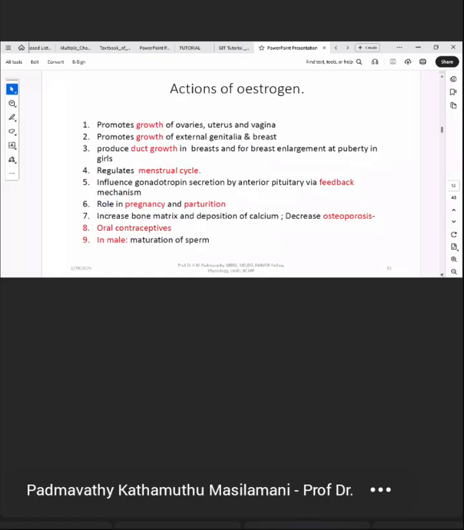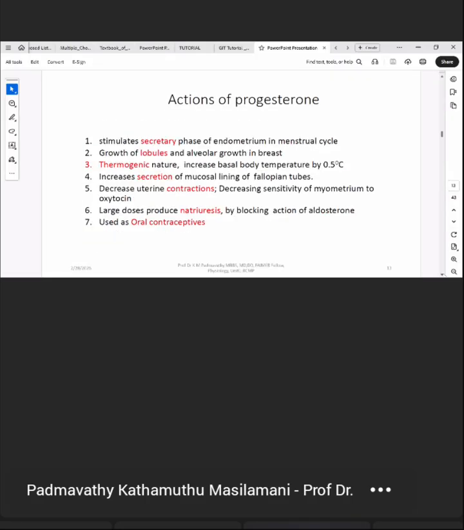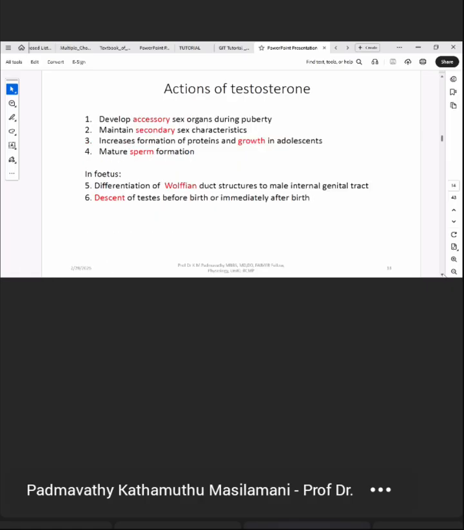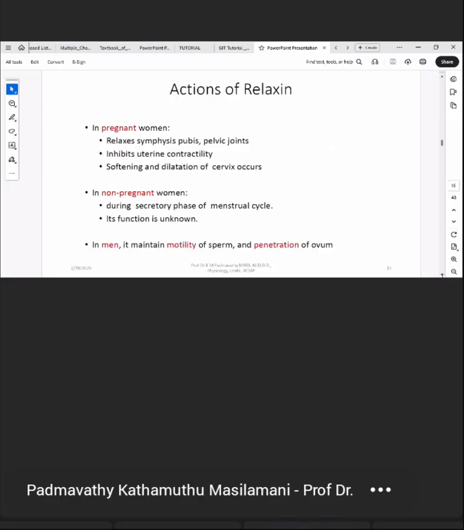Okay. So these are the functions of estrogen. Estrogen is important for the growth, development, pregnancy, parturition, and also for contraception. Progesterone is important for early pregnancy. It prevents uterine contractions, and also it is thermogenic in nature, and the cervical mucus will become thick. So that is important to produce the positive test for ovulation. And also it is a component of contraceptives. Testosterone for the male and male child. Relaxin for during parturition.